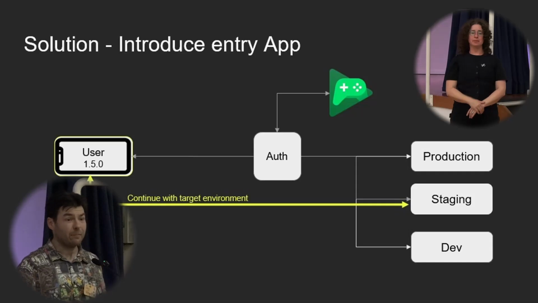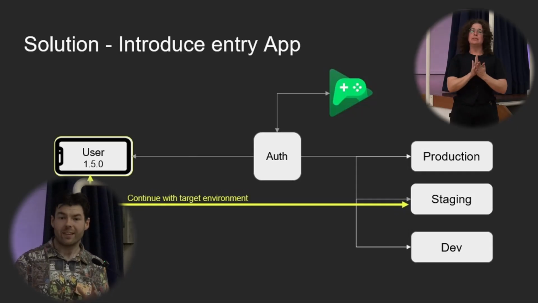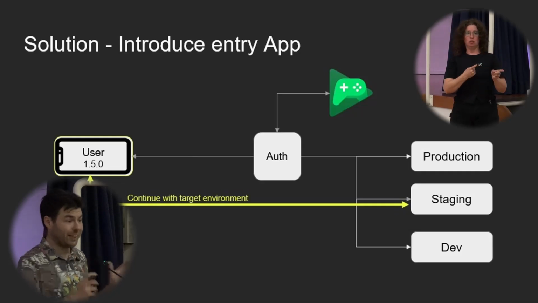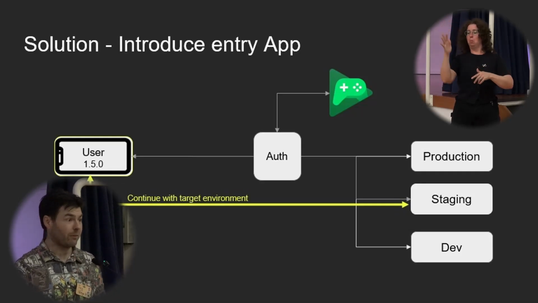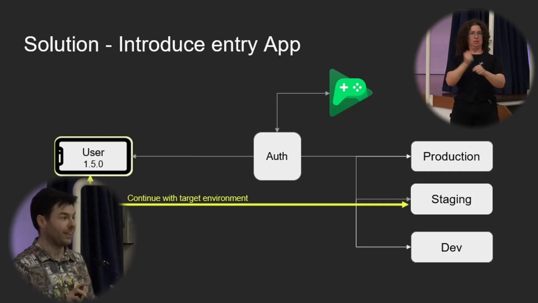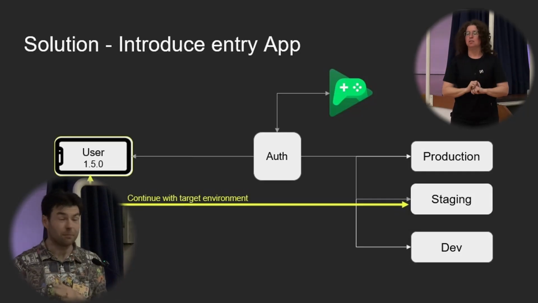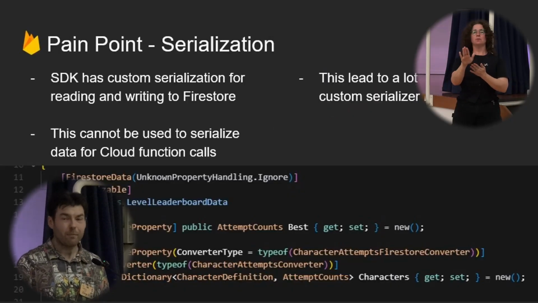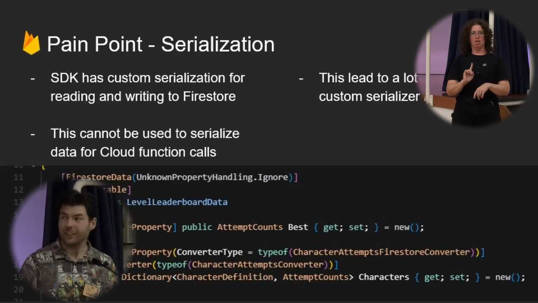This was really handy because it meant that one version of the game could move through the life cycle of being development, then staging while it's in review, and then before you hit the release button, you can retarget it to production, and that all worked smoothly. Another pain point we came across was serialization.